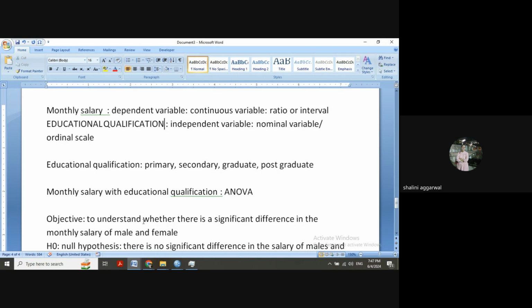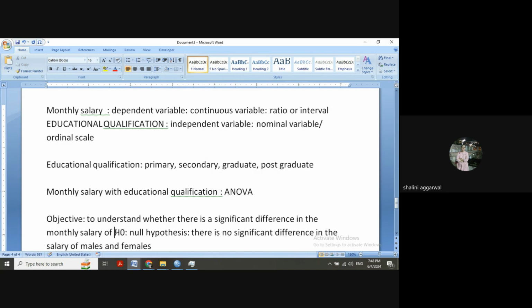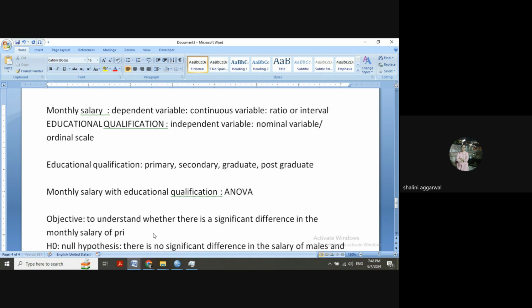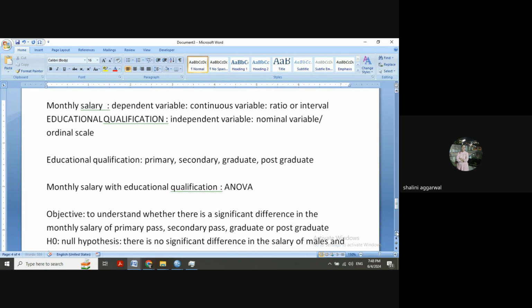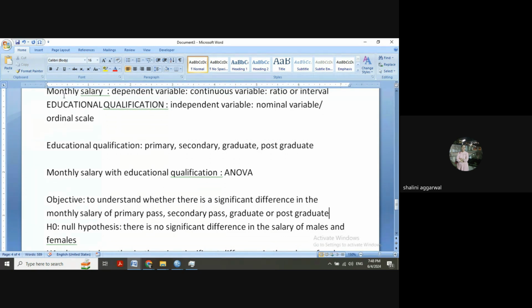So what is our objective? To understand whether there's a significant difference in the salary of primary pass, secondary pass, graduate level और पोस्ट ग्रेजुएट. तो यहाँ पर हमारा ऑब्जेक्टिव ये सब कुछ आपने लिखना है. When you are doing this ANOVA test, you have to write each and everything, like बस ये छोड़ देना ये वाली चीजें. So everything is to be written into the paper.